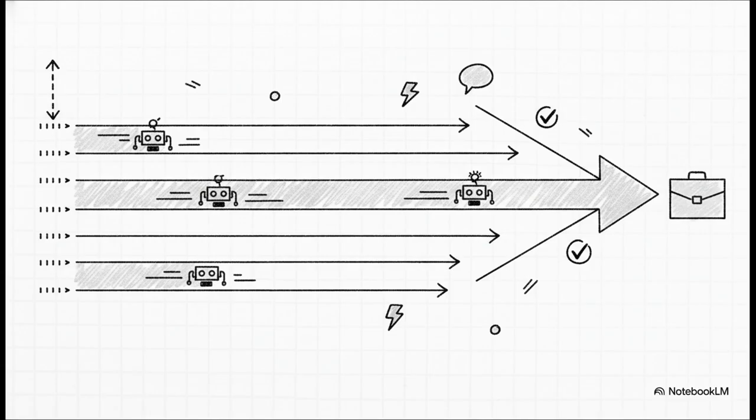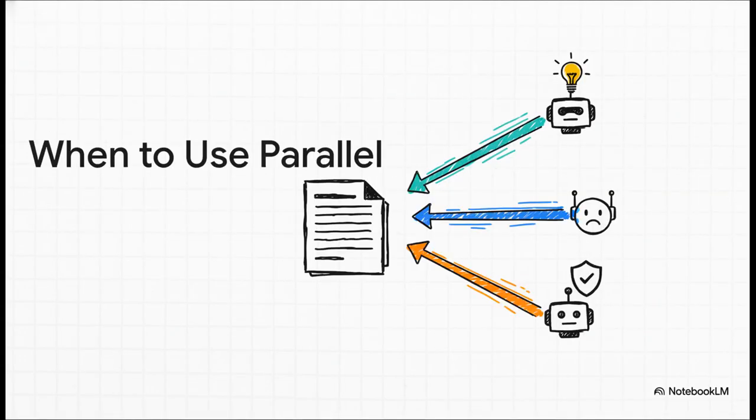You fire off a bunch of different tasks to different agents, they all work at the exact same time, and then you just gather up all the results at the finish line. This pattern is all about 2 things: speed and specialization. Let's say you're analyzing a document. You could have one agent pull out the main themes, another agent check the sentiment, and a third one fact-check everything, all happening at once.